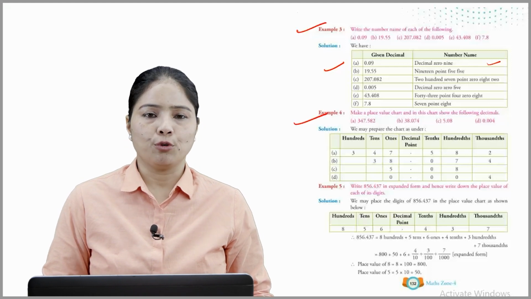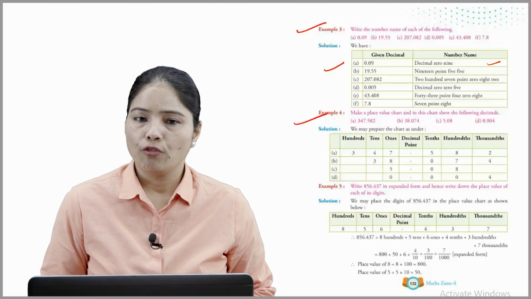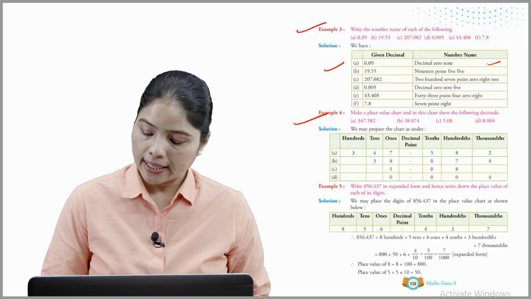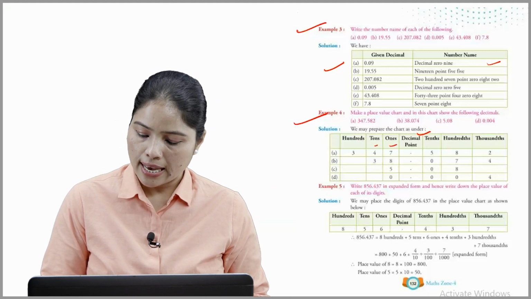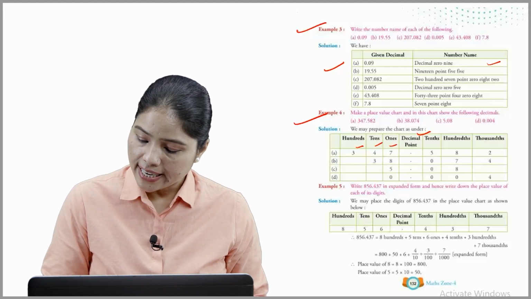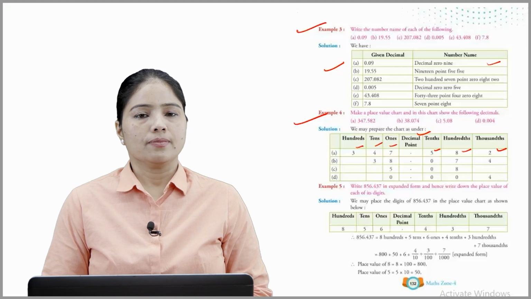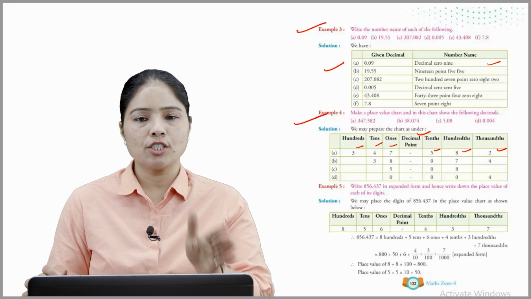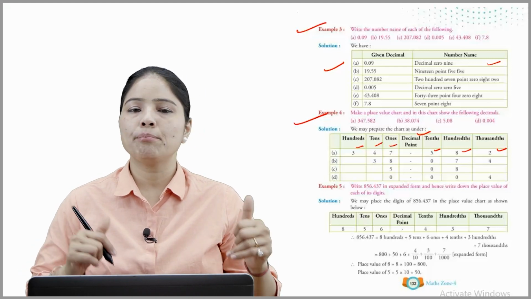So now example 4. Make a place value chart and in this chart show the following decimals. First one is given 347.582. So what do we have to do? First, this is our decimal point, then on its left side this is ones, this is tens, this is hundreds. So here it is 347. Towards the right side, 5 is at tenths place, 8 is at hundredths place and 2 is at thousandths place. Similarly, the next one: this is the tens place, this is the ones place, and then the decimal point, then 074. So just put the values, read and practice well, beta.